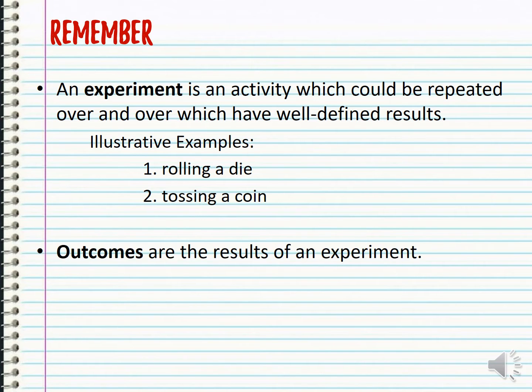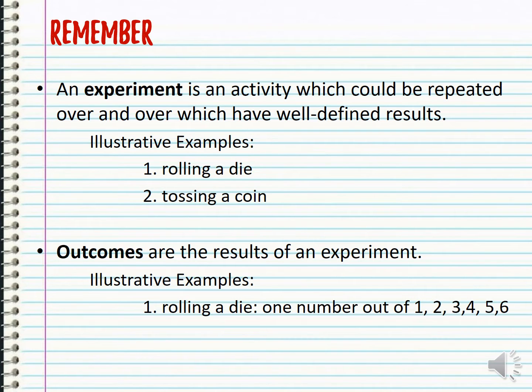Then we have outcomes. These are the results of an experiment. Of course, if you're going to perform an experiment, then you also have results. In an experiment of rolling a die, you could get one number out of the 6 faces of the die. And if you toss a coin once, you could either get a head or a tail.